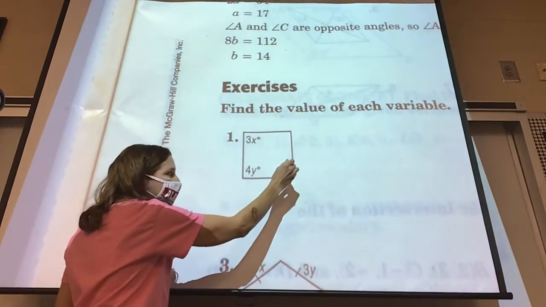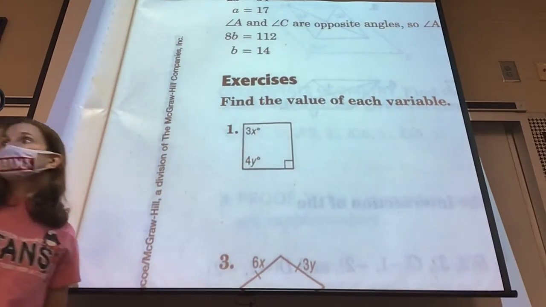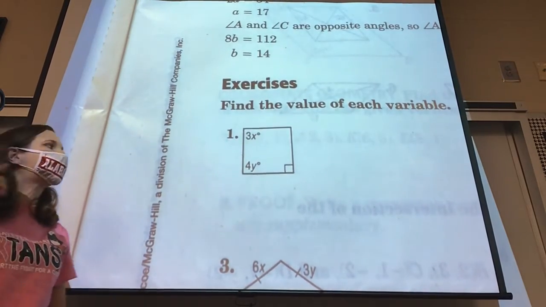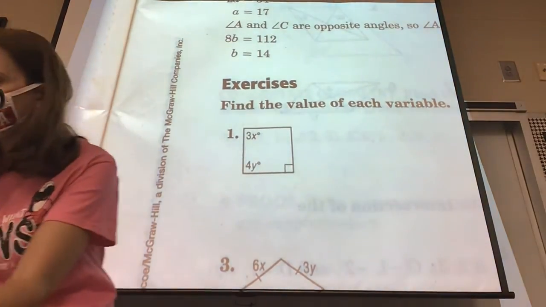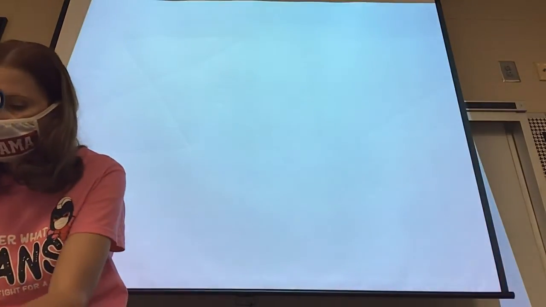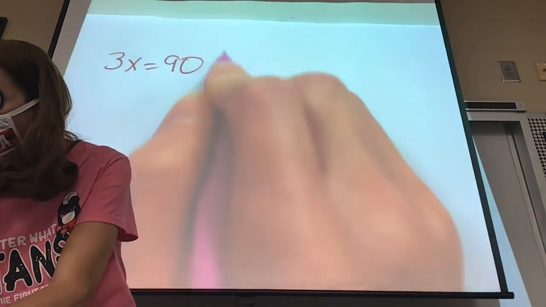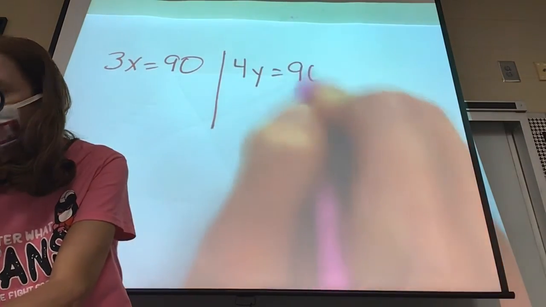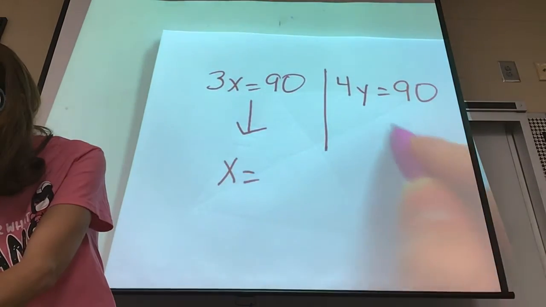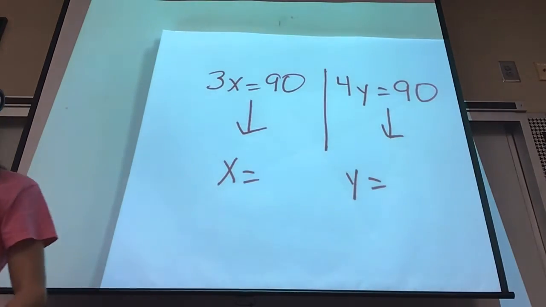Because if I have one right angle, every angle in here is 90 degrees. So on your paper right now, you should have 3x equals 90 degrees, 4y equals 90, and you should be solving those two. So I should have 3x equals 90. I should have 4y equals 90. And I should be solving these two. And I should find out easily what those two equal.